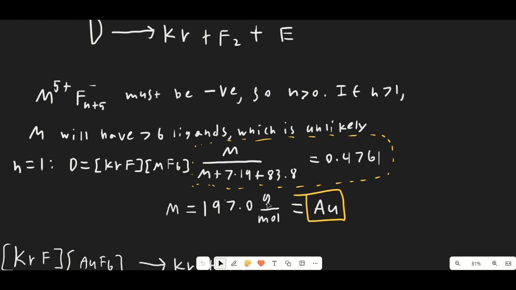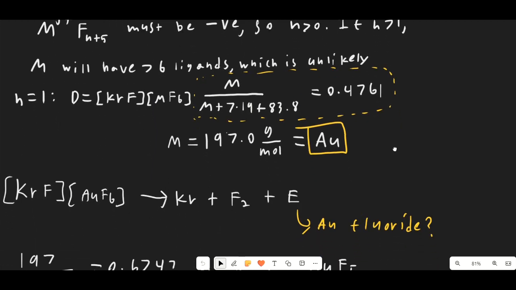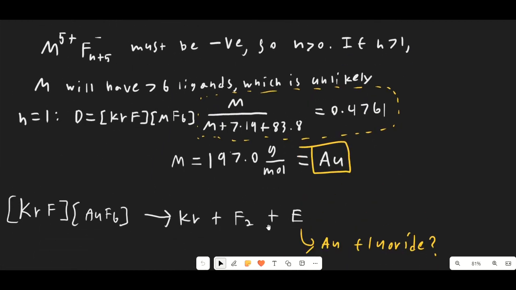And we actually get a very well-known metal here. We actually get gold as our metal with a molar mass of about 197 grams per mole. And this works out quite nicely because they told us that it was in a rare +5 oxidation state, and gold is typically not found in the +5 oxidation state because it's so noble.